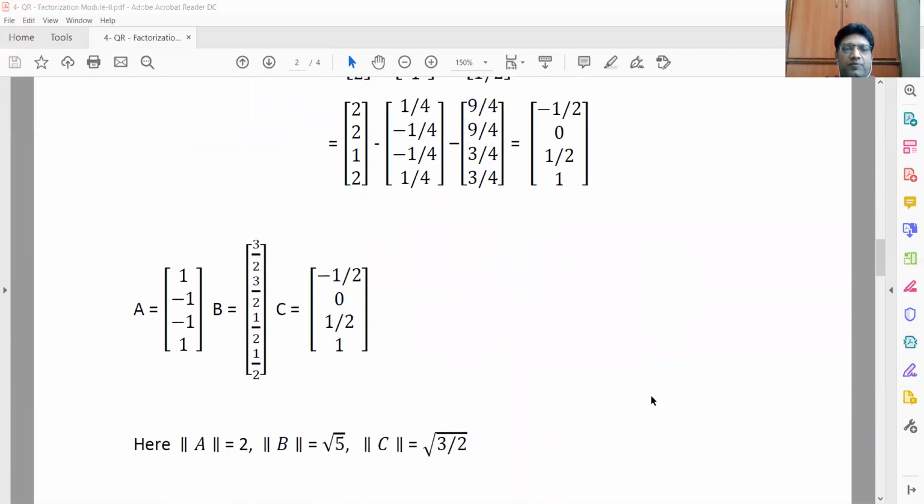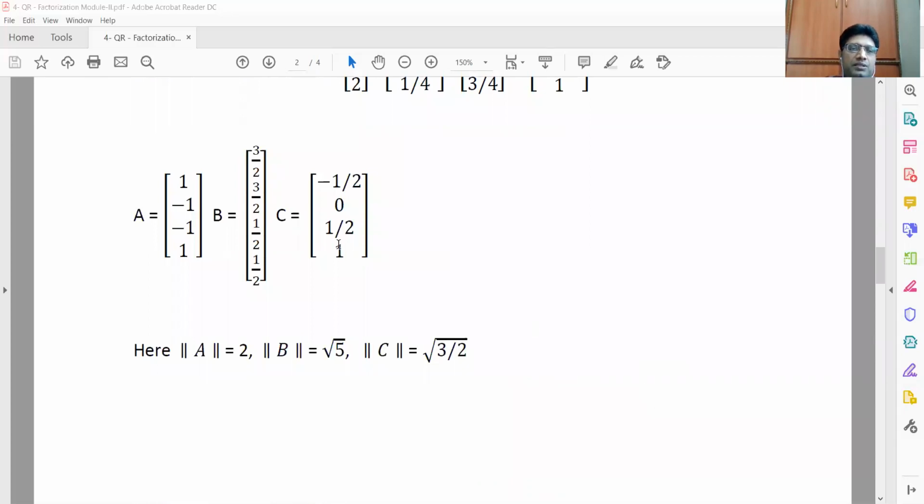Now we got three vectors A, B, C. These three vectors are orthogonal vectors. You can check it: 1 into 3 by 2, 3 by 2.